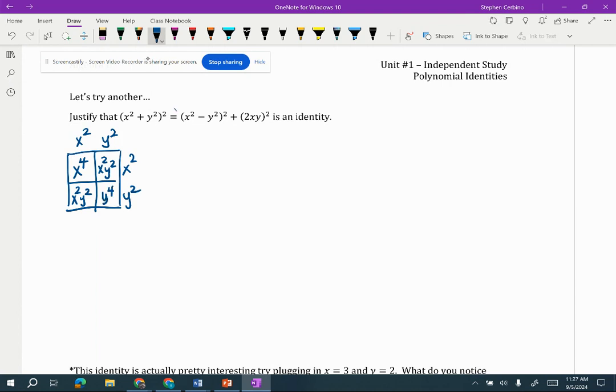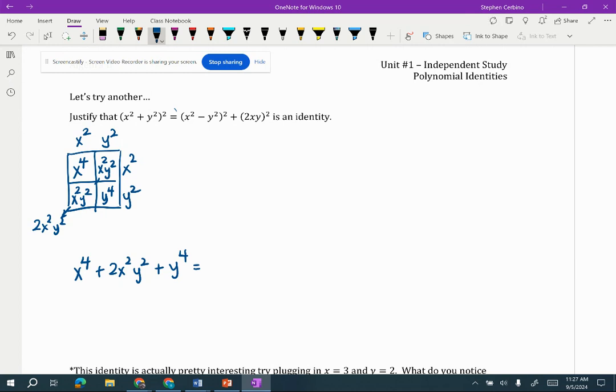So this whole left-hand side can be simplified to x to the fourth. These are like terms, and there's two of them. So we have plus 2x squared y squared, plus another term there of y to the fourth.